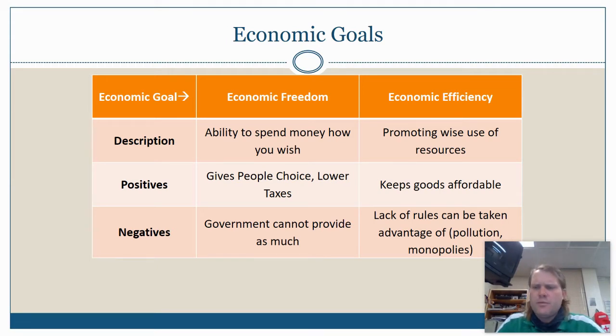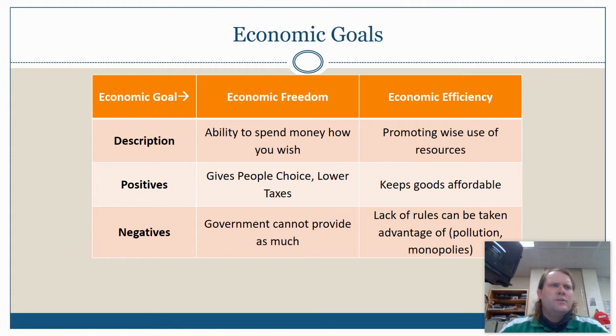Some are used a little bit more than others, and some of them take away from other ones. We'll mention that as we go through. The first economic goal is economic freedom, and that's the idea that people get to do what they want with their money. We'll tie that in with taxation.